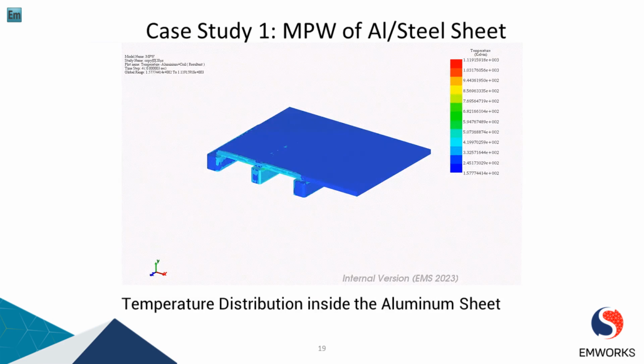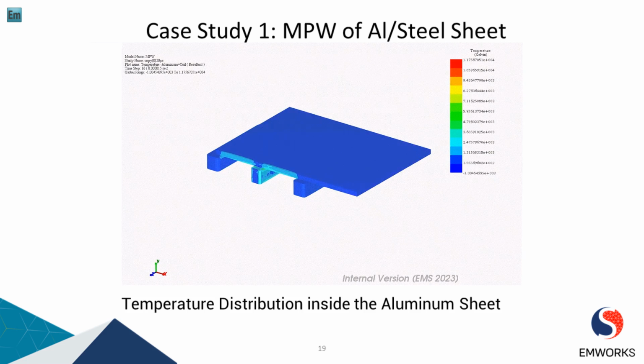Continuing our exploration of case study 1, we employed EMS simulation to showcase the temperature distribution inside the aluminum sheet during the welding process. The temperature distribution within the material is another crucial aspect of magnetic pulse welding. It influences the material's behavior, including plastic deformation and eventual bonding. This animation visually represents how temperature is distributed within the aluminum sheet during the welding process and provides an insight into the thermal effect and the heating patterns involved during the welding process.